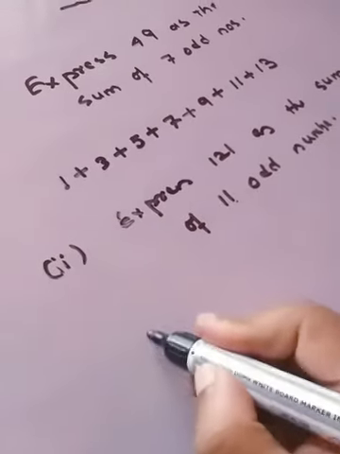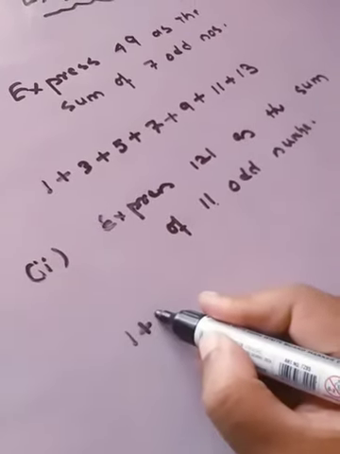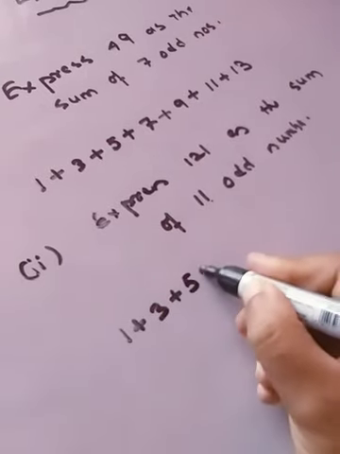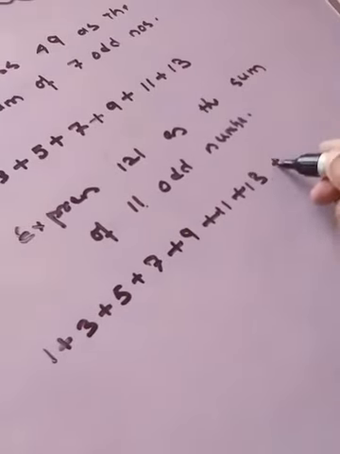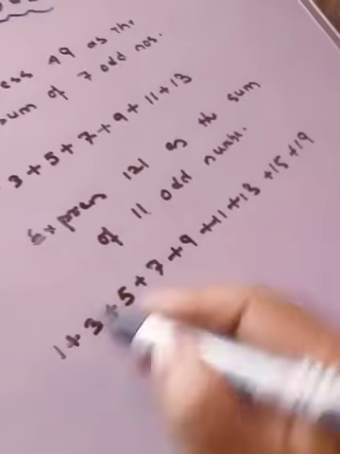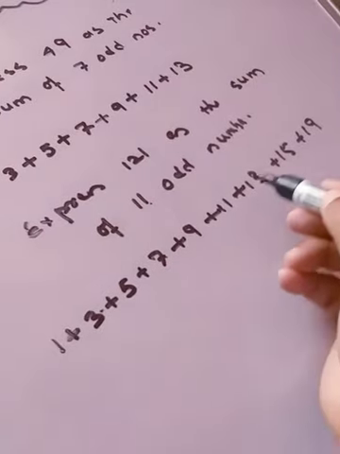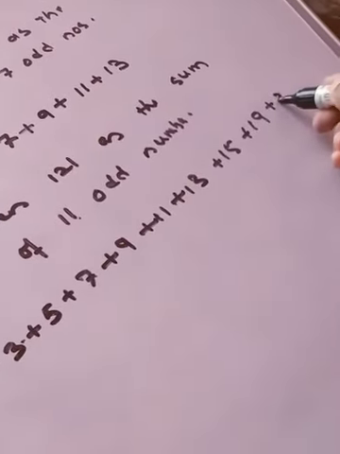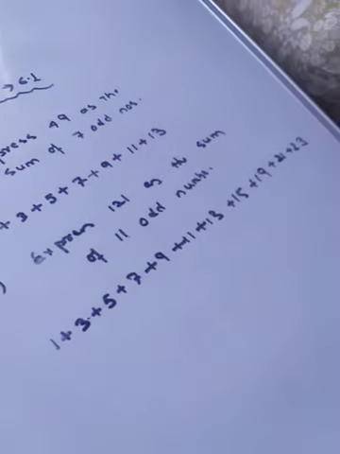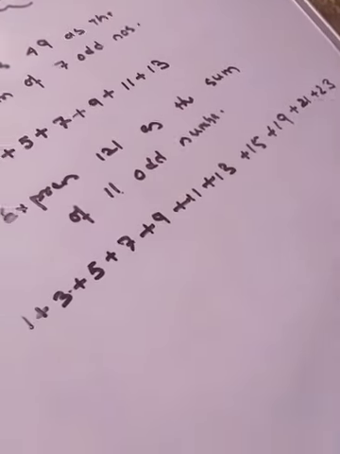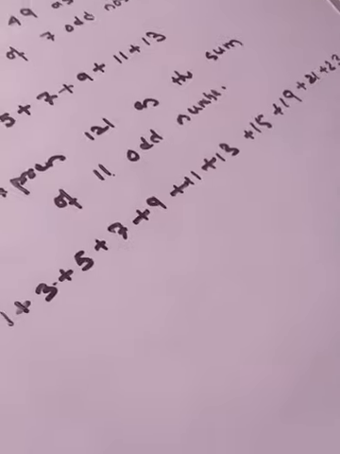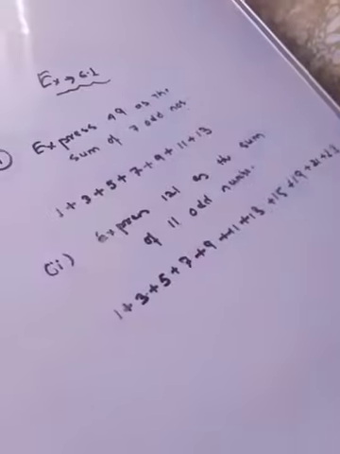So 7 odd numbers means again you have to write consecutive odd numbers. So 11 odd numbers: 1, 3, 5, 7 plus 9 plus 11 plus 13 plus 15 plus 17 plus 19 plus 21. How many have I written? 1, 2, 3, 4, 5, 6, 7, 8, 9, 10 and 11, isn't it? So this is the sum of 11 odd numbers. If you add it, you will get 121. I hope it was easy.